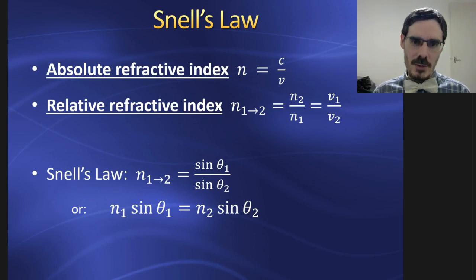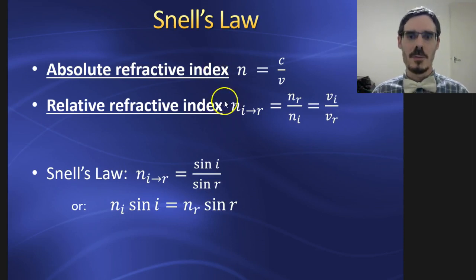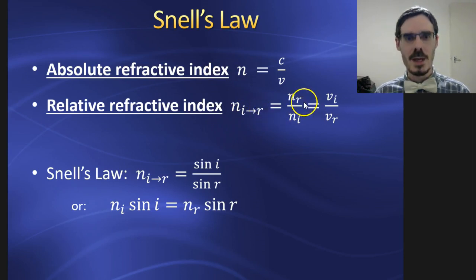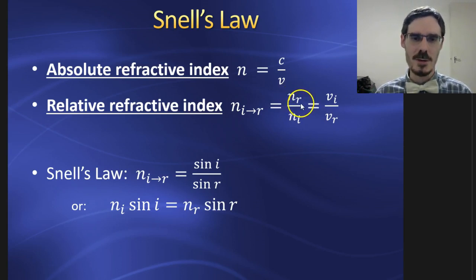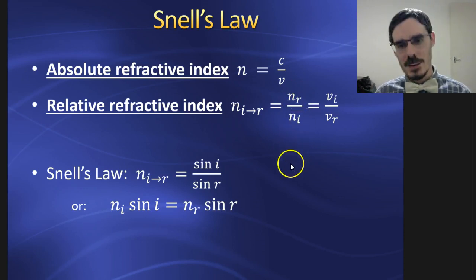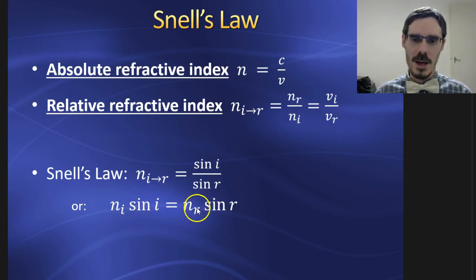Now, if you're not comfortable with 1 and 2, you can also write this with i and r, incidence and refraction. The relative refractive index going from the incident material to the refracted material is the absolute refractive index of the new material, the refracted material, over that of the incident material. It's hard to say all this. And Snell's law you can write as n_i sine i equals n_r sine r, where this is the angle of incidence, this is the angle of refraction.